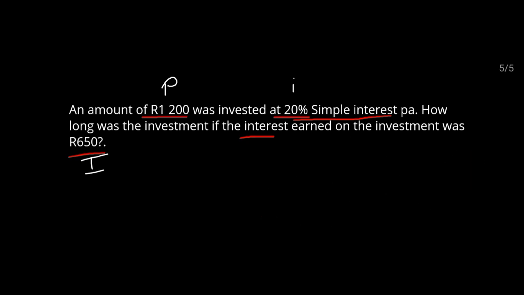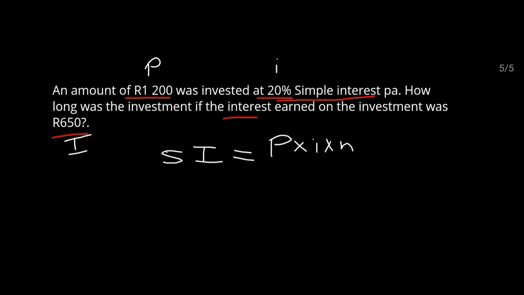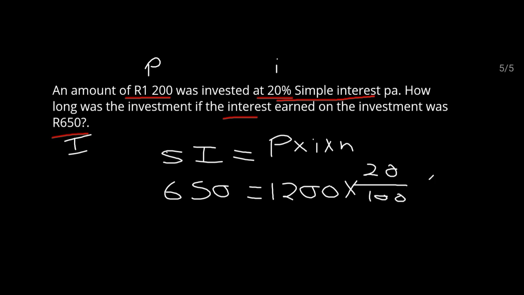So obviously we use the SI formula, because with SI we have everything from the statement. SI, which is the interest amount, is equal to P times I times N. So now it's a matter of substitution. We have the interest amount, which is 650 rand, is equal to we invested 1,200. That's my principal amount. Multiplied by 20 divided by 100, because we write it in decimal. Then multiplied by N. This is the period.